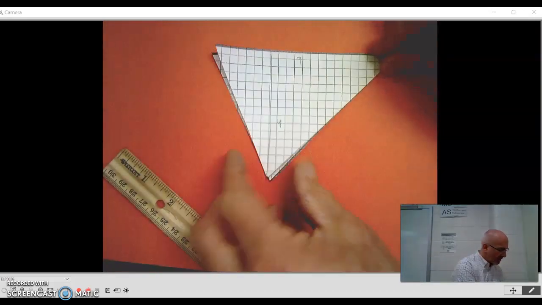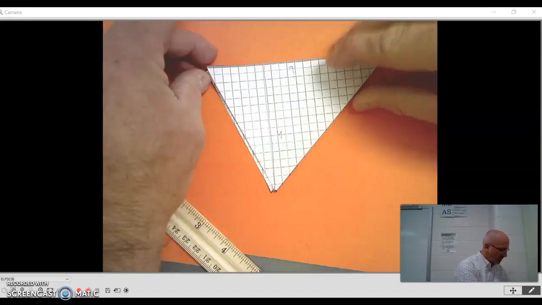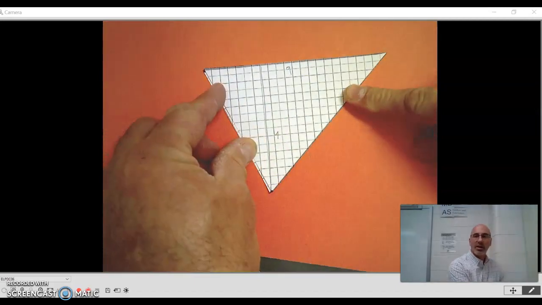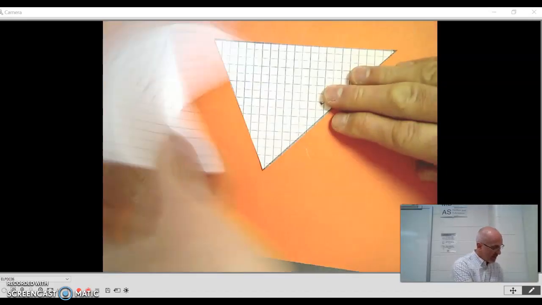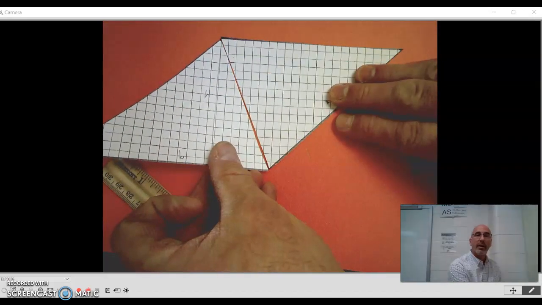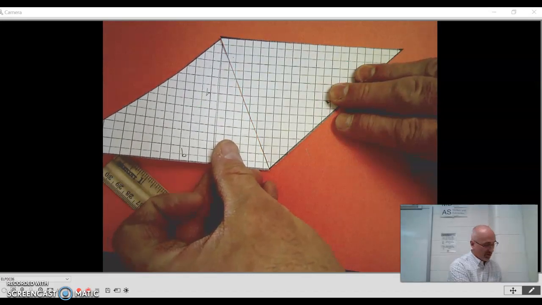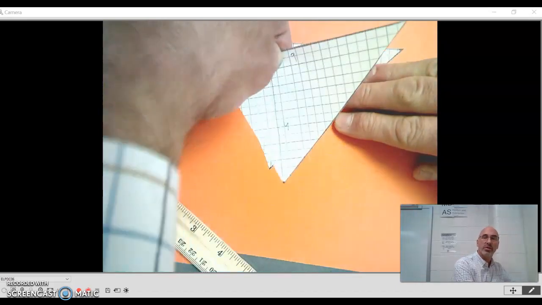Now look what happens. If I put them right on top of each other, they wouldn't be so slippery. Look at that. They are congruent triangles. So I can take a parallelogram, cut it along its diagonal, and it creates two congruent triangles.